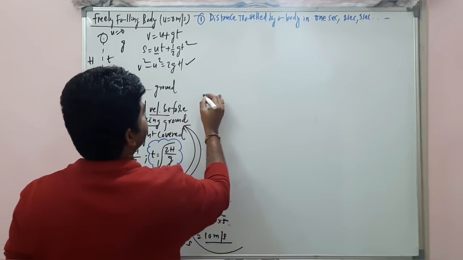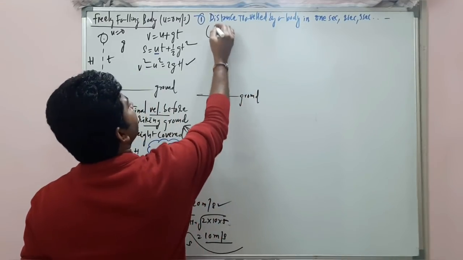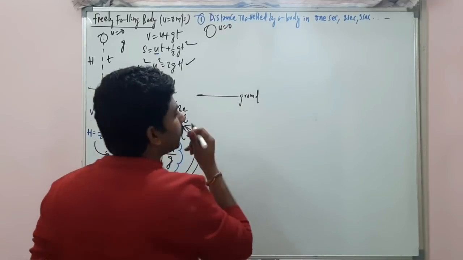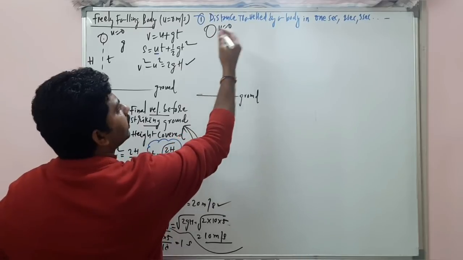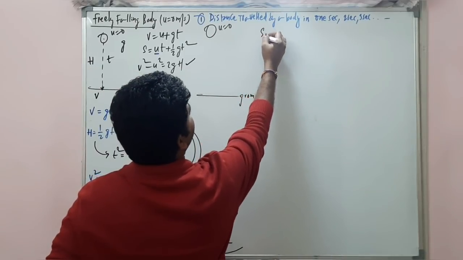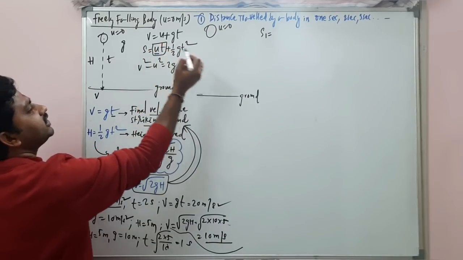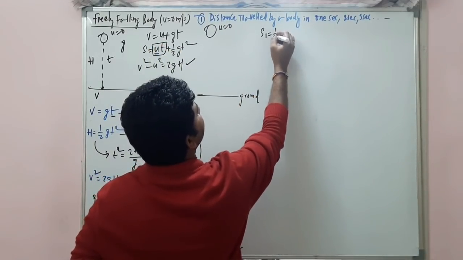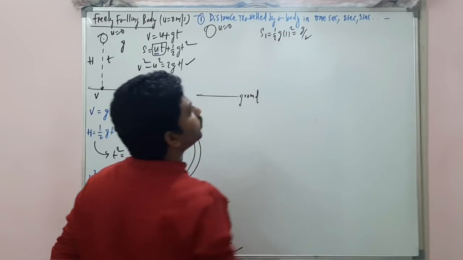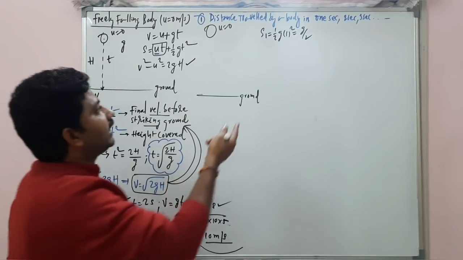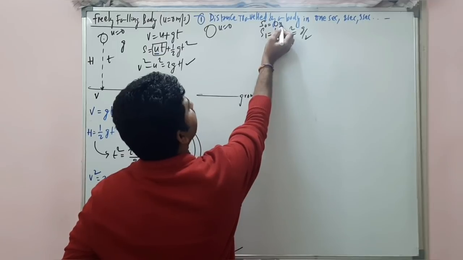Now, look at this simple situation here. It's a ground. A body is freely falling, means its initial velocity is 0, right? Distance travelled by a body in 1 second, so that is S1, is equal to, anyway, U is 0, right? So half g t square. In 1 second, half into g into 1 square. It is g by 2. And before that, what is the distance travelled by the body in 0 seconds? It is 0 meters.